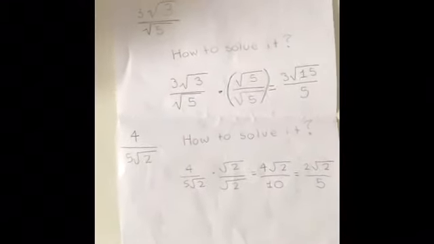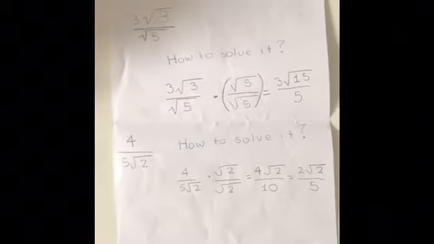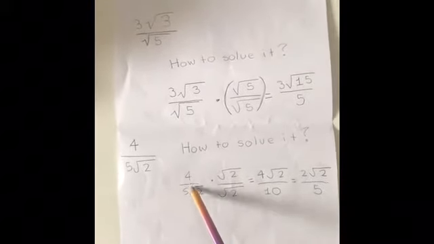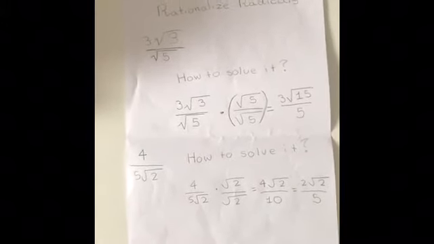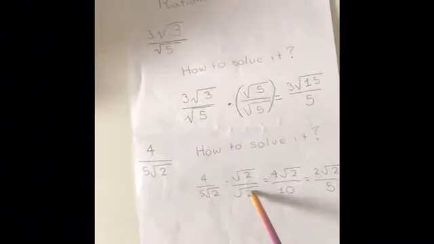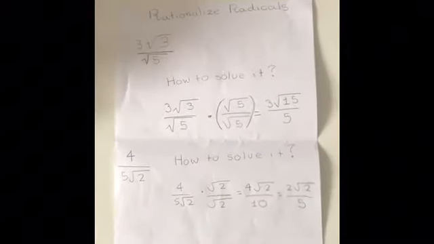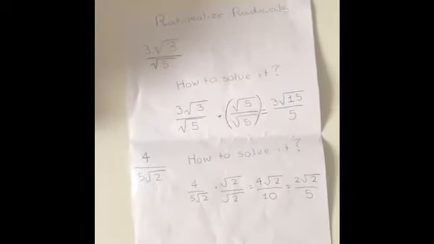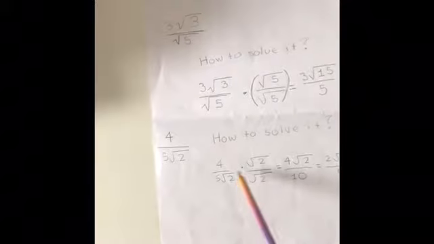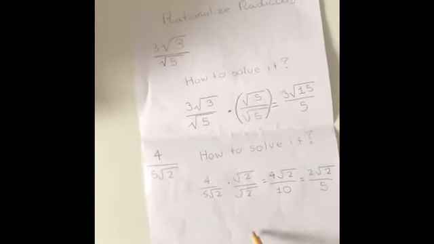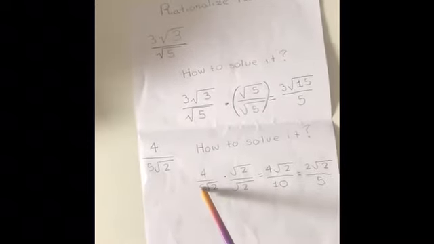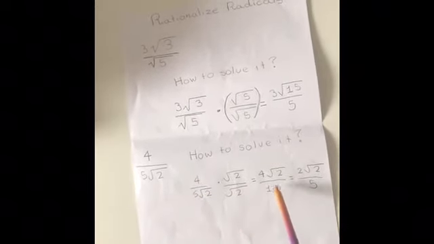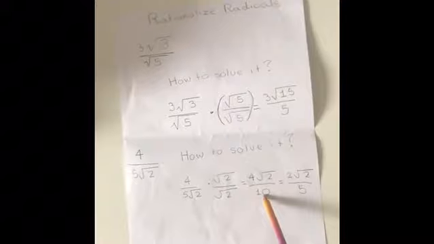The second problem that we have here is pretty much the same as the other one. To solve this problem, we need to do the same thing. We want to get rid of this square root. To get rid of it, we need to multiply by square root of 2 over square root of 2. Here, square root of 2 over square root of 2 is square root of 4. That is the same as 2, as you guys know.